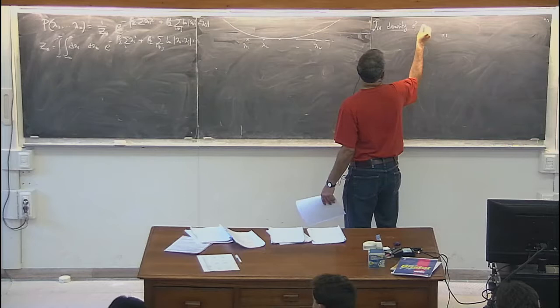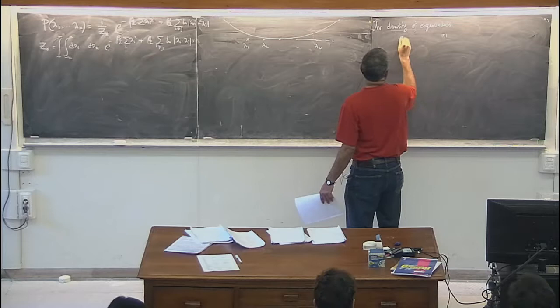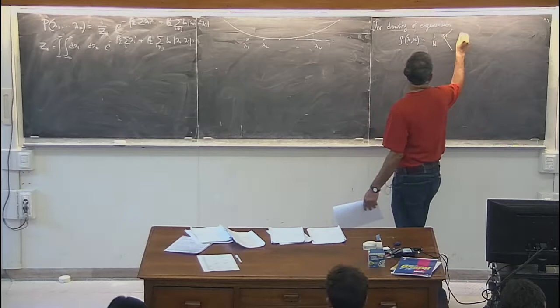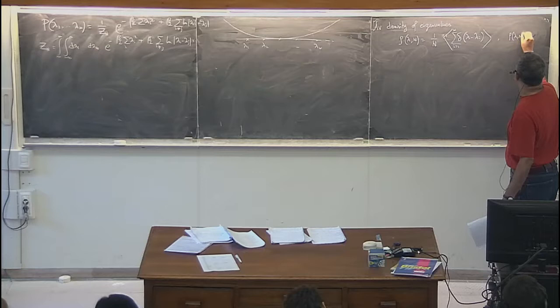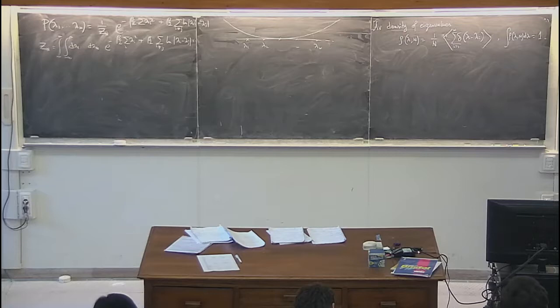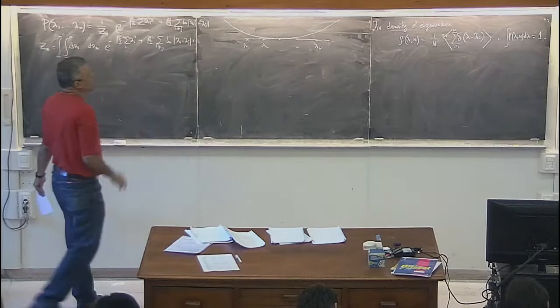Average density of eigenvalues, which I was defining as, so that it's normalized to 1. So it's just a fraction of eigenvalues between lambda and lambda plus d lambda. And so we said that this has a Wigner semicircular form, and I just want to show you how to derive that using this Coulomb gas technique.